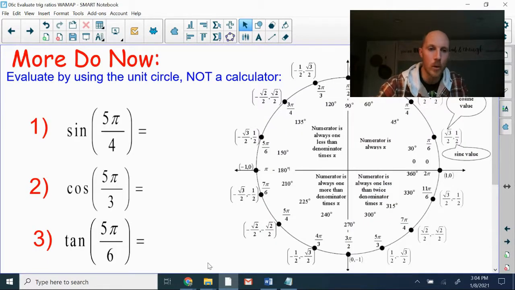Hey, there's more do now. Same thing here. We did A, B, C, and here 1, 2, 3.